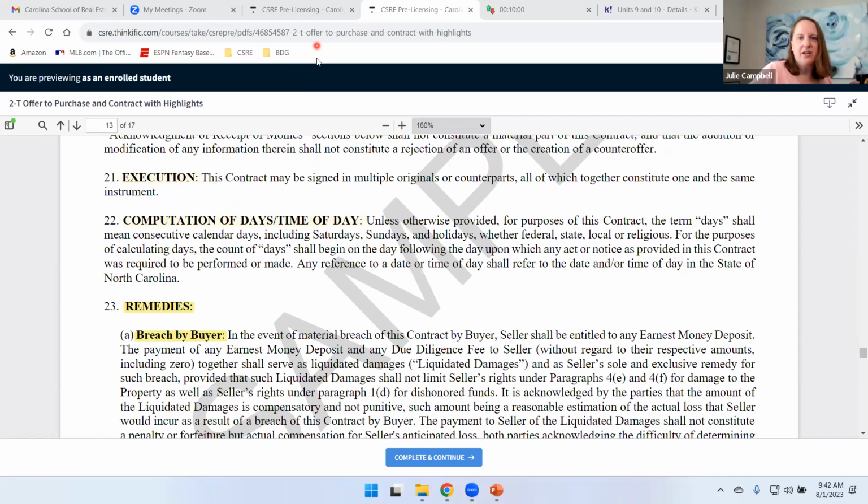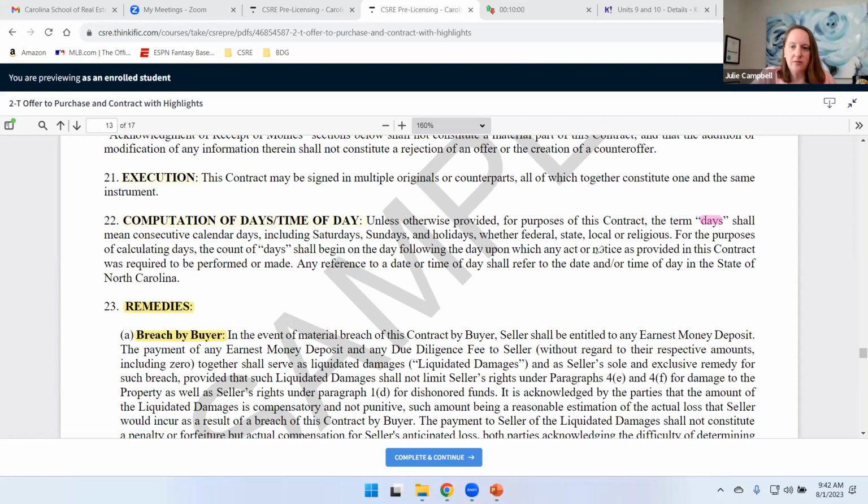Computation of days, just to mention this. When you're counting days in the contract, in this contract world, a day is a day is a day. So Sunday counts, national holidays count, Christmas counts. So if you're going to say 5 days, you count Wednesday, Thursday, Friday, Saturday, Sunday. So in contract world, a day is a day.